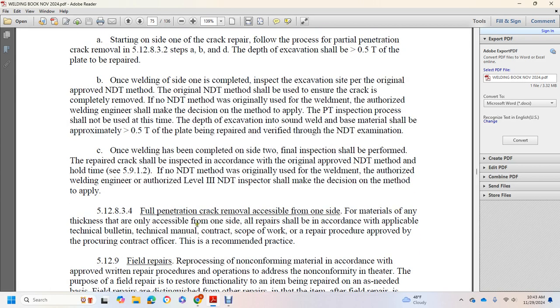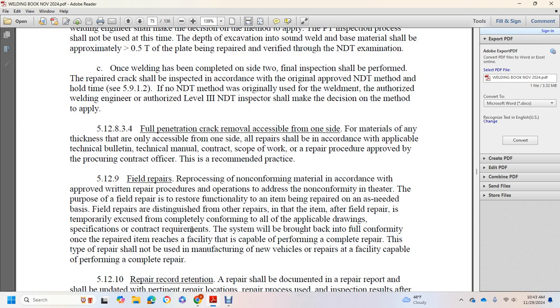For materials of any thickness accessible from one side, all repairs should be made according to the applicable technical bulletin, technical contract scope of work, or repair procedure approved by the procuring contract authority, over the recommended practice for field repairs.